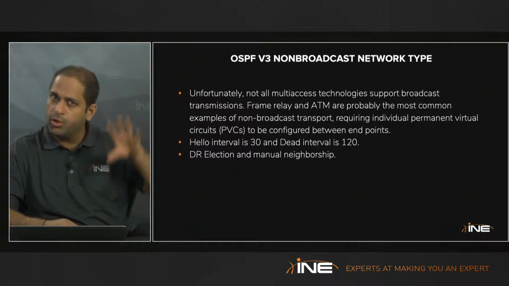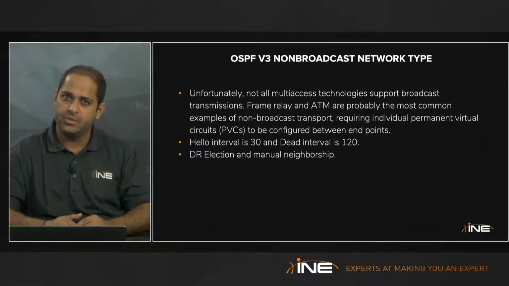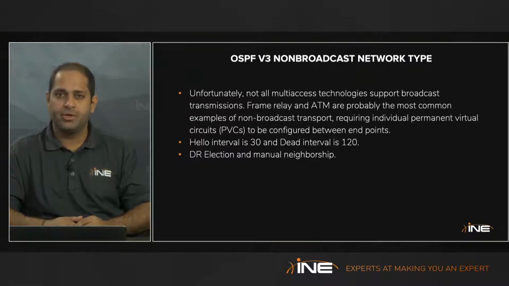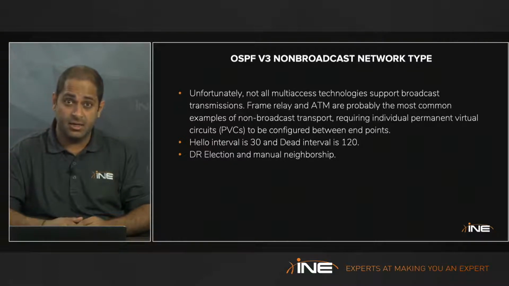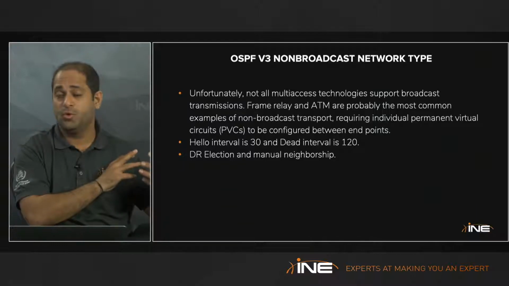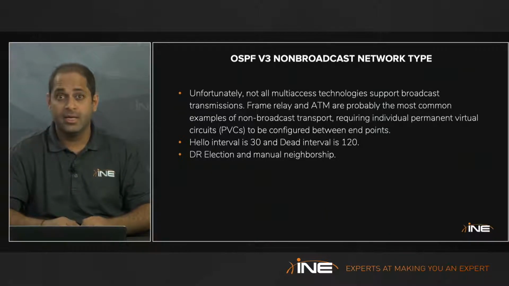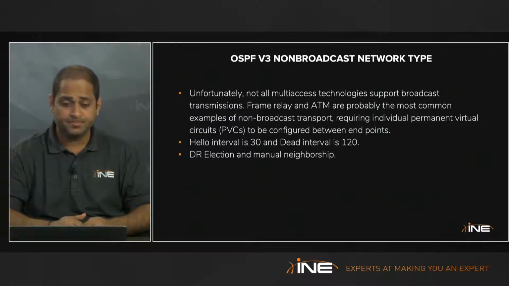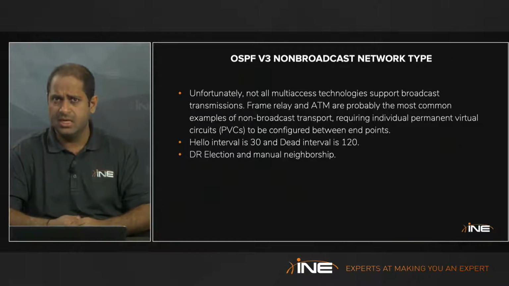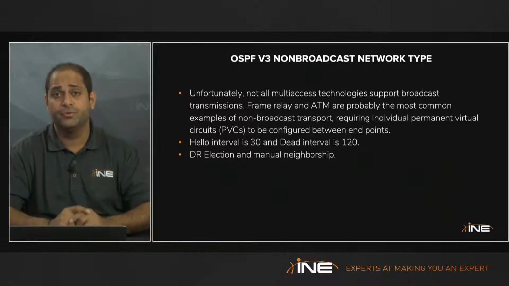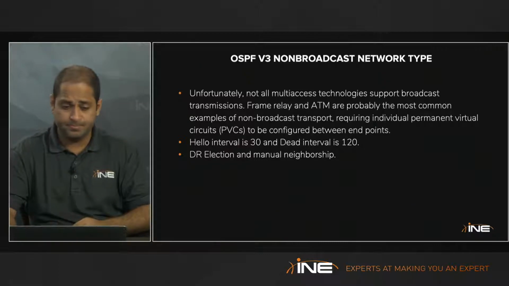You must go to all your spokes and set the priority to 0, because you don't want your spokes to be elected as the DR, because your branch offices would only talk to the hub side. That's why the hub should be the DR. As far as neighborship is concerned, neighborship is manual. It does not happen automatically. You have to give the neighbor statement.